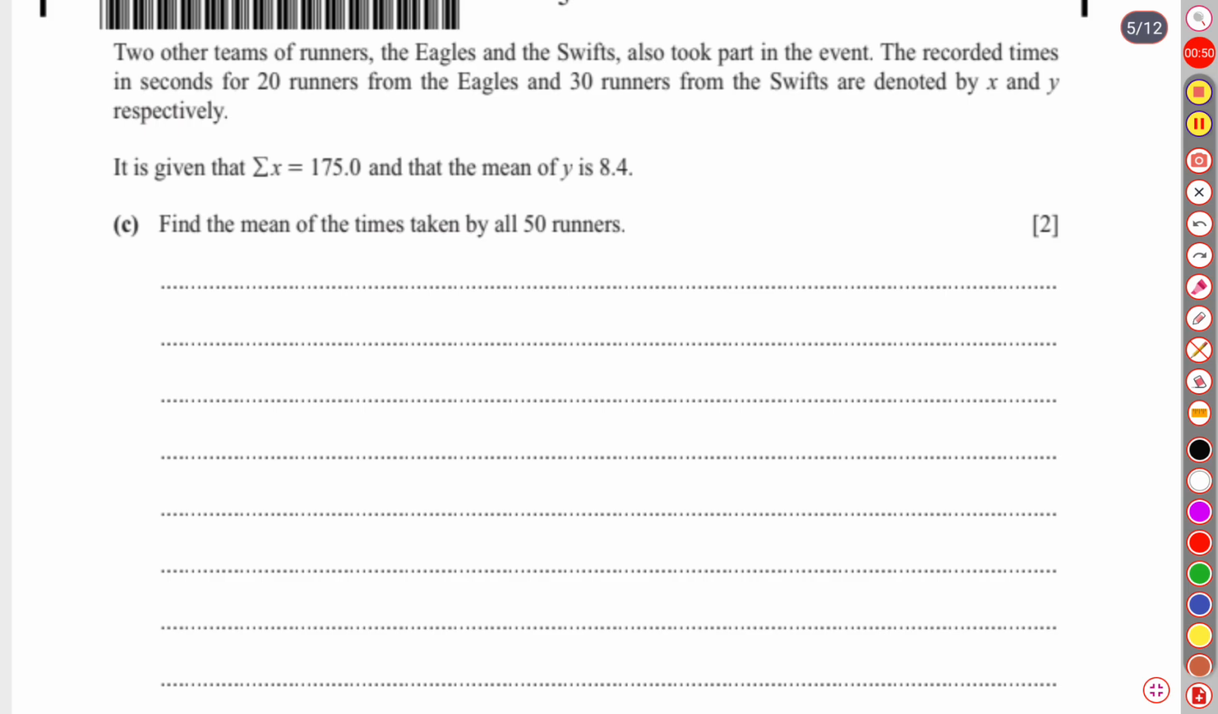Two other teams of runners, the Eagles and the Swifts, also took part in the event. The recorded times in seconds for 20 runners from the Eagles and 30 runners from the Swifts are denoted by X and Y respectively. So runners of Eagles are denoted by X and runners of Swifts are denoted by Y. It is given that sum of X is equal to 175 and that the mean of Y is 8.4. So two pieces of information have been given and we'll have to find the mean time of all 50 runners.